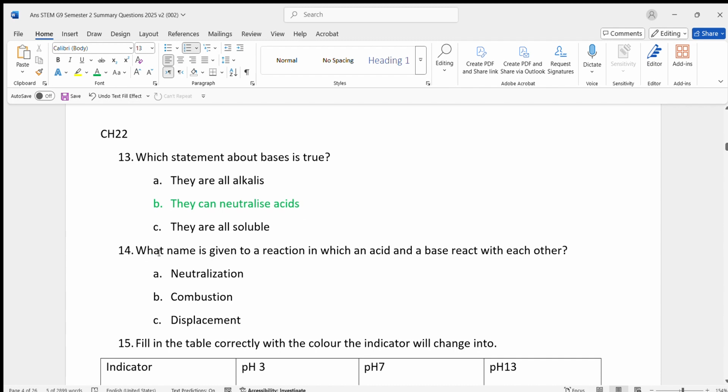And question 14 is just a repetition of question number 13. A reaction in which an acid and a base react together is called neutralization. So A is the answer for question number 14 here.